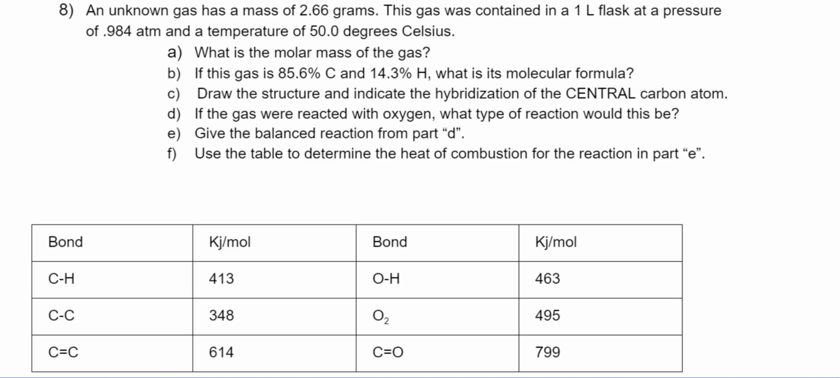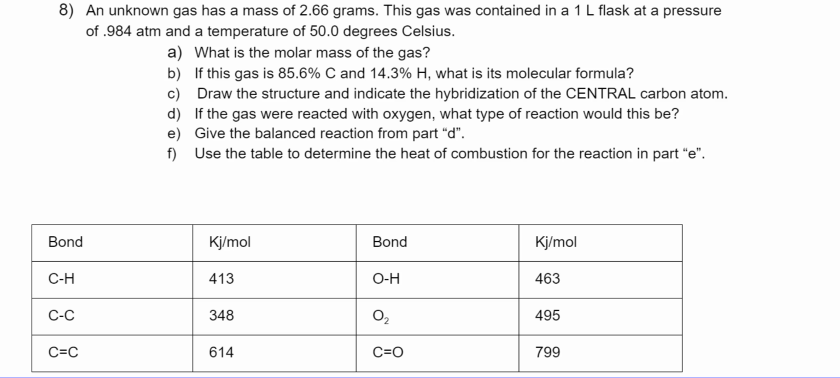This is a question I love to death, so you can expect to see something like this on your exam. It covers a ton of different chapters. An unknown gas has a certain mass. This gas was contained in a 1 liter flask at a given pressure and a temperature of 50 °C, or 323 K. What is the molar mass of the gas?